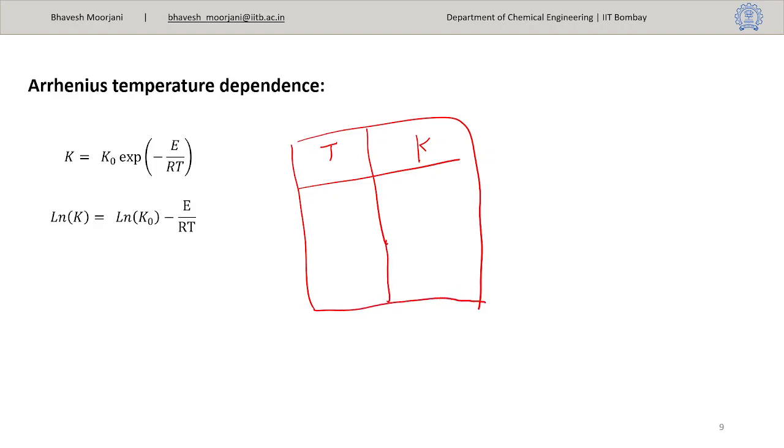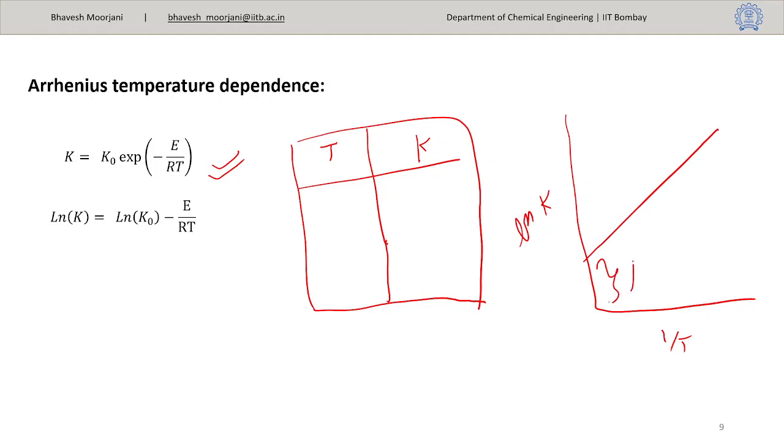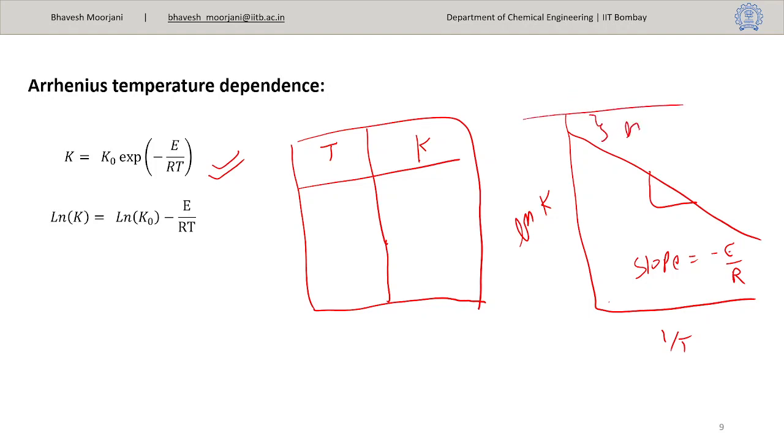Now we all know that rate constant is dependent upon the temperature and is given by the Arrhenius equation, where k is equal to k0 exponential of minus E by RT. So if we plot ln k versus 1 by T, we will get this sort of a curve. Sorry, it will be on the negative side, because we have minus E by R as a slope, so your slope will be minus E by R. Okay, and this intercept will be ln k0.